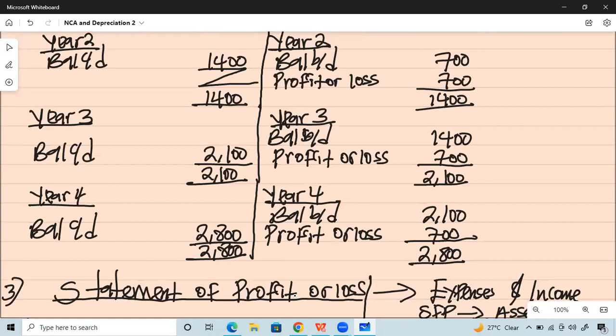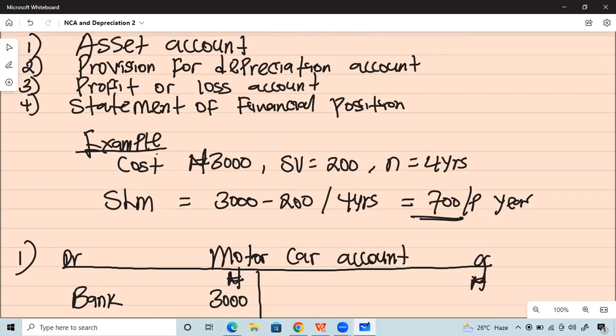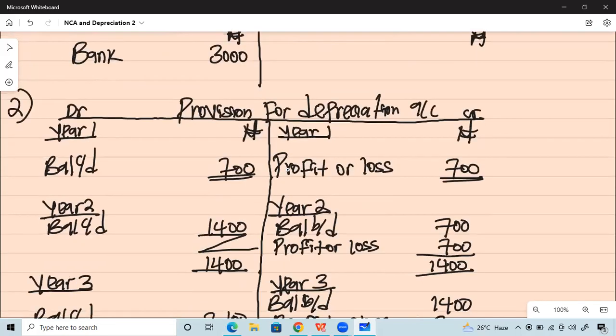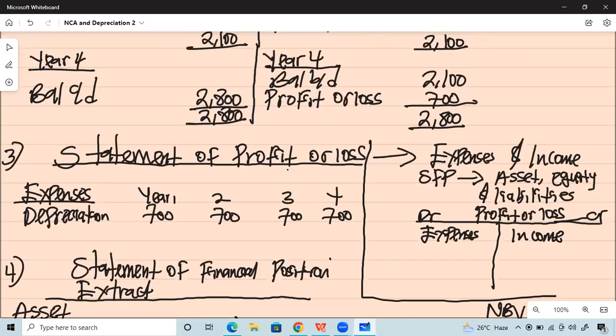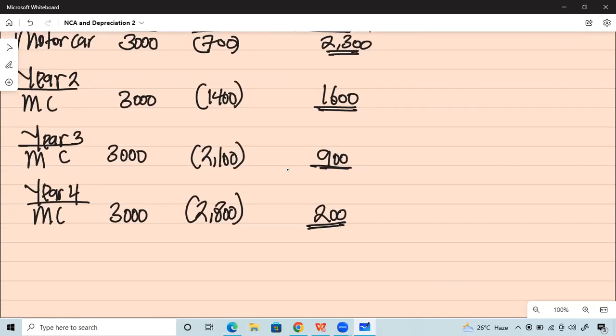That is the scrap value. This is it. The cost is 3,000. The scrap value means that at the end of 4 years, this is the amount that you're able to sell it for. So at the end of your work, at the end of the year, you must also arrive at 200 naira, which you can also see.